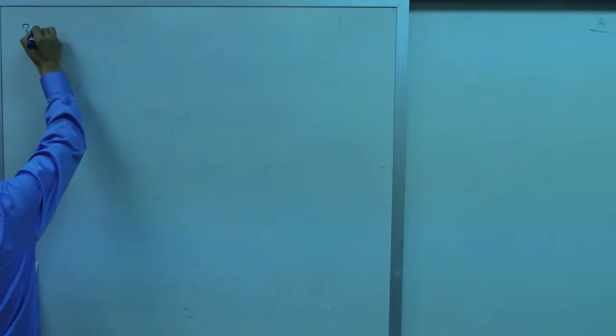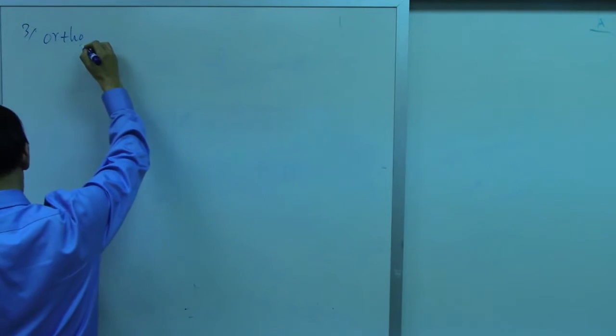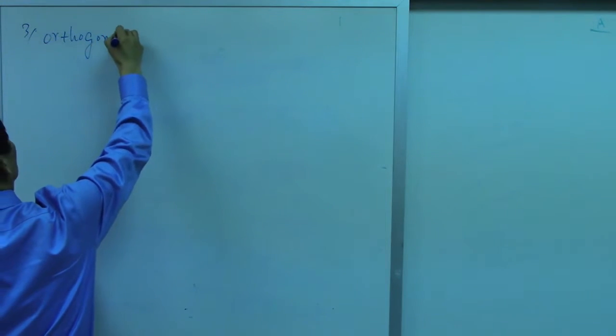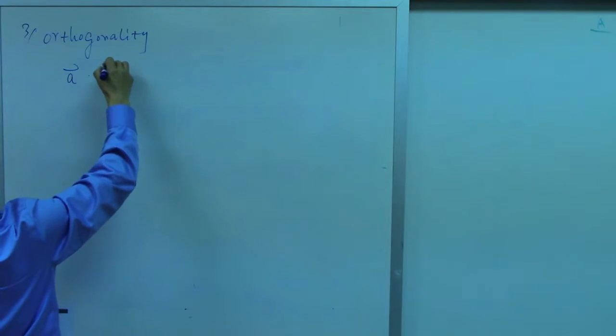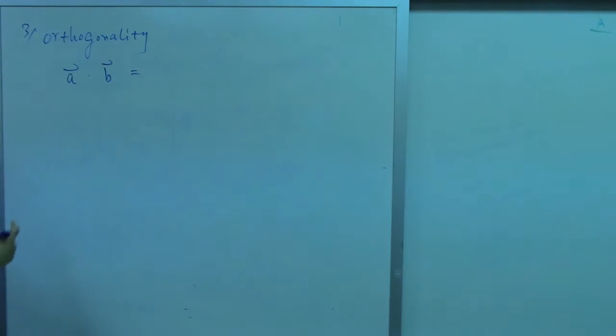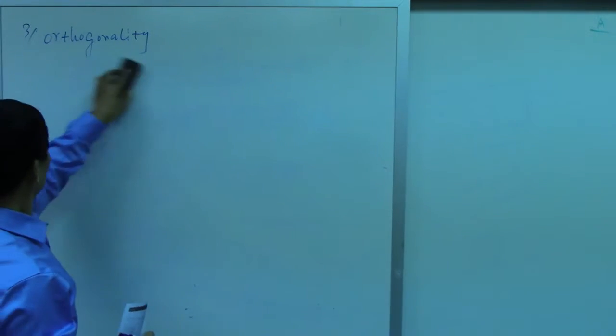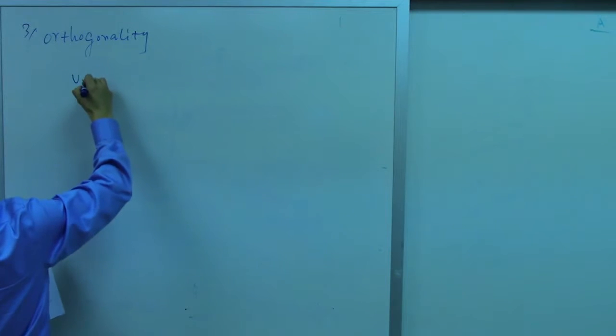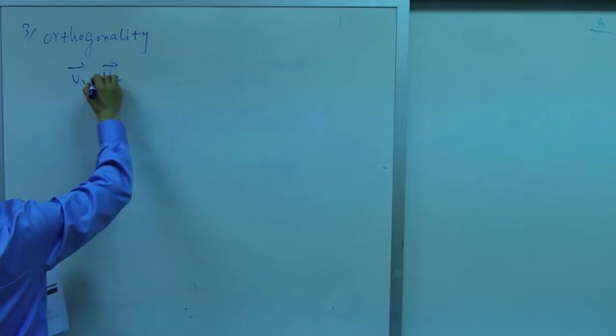Next concept is called orthogonality. Anyone know this before? Orthogonal means perpendicular to each other, right? When we discuss two vectors, these two vectors are perpendicular to each other. If two vectors are perpendicular to each other, we use V1 and V2, better. Vector V1, vector V2, their dot product will be equal to 0.